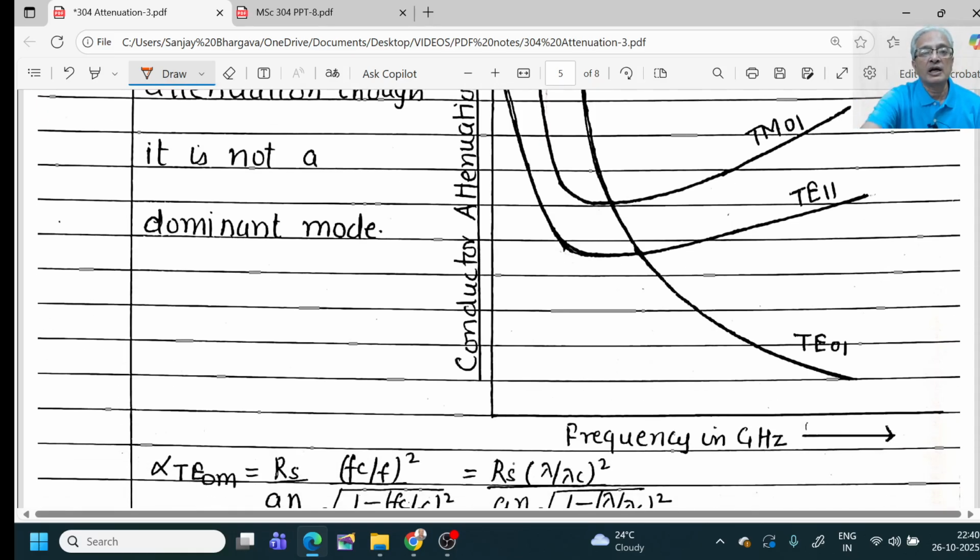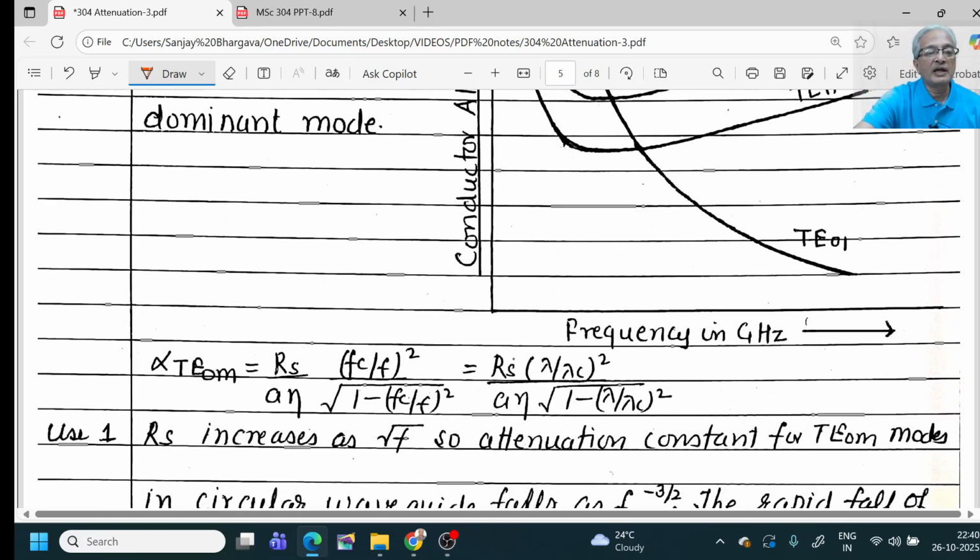This figure shows the conduction attenuation as a function of frequency in gigahertz. Now alpha_TE0m would be R_s upon a η (fc/f)² under root of 1 minus (fc/f)², which is equal to R_s (λ/λc)² upon a η under root of 1 minus (λ/λc)².